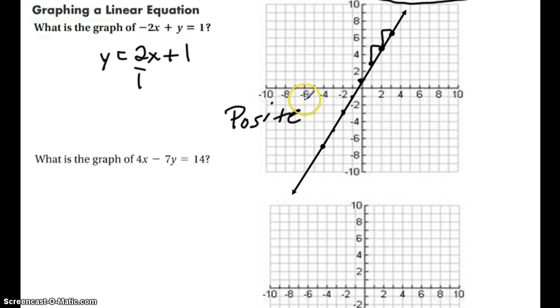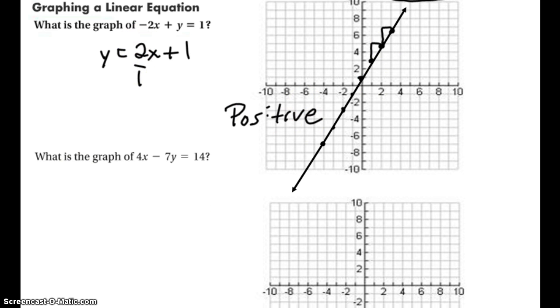Positive. Sorry. Too bad they don't have spell check on these things. But we can always change that. It's positive. And we've got a positive slope right here, so of course everything is going to be positive.